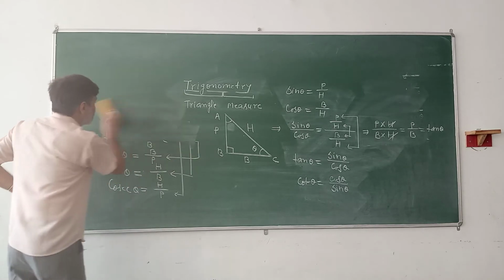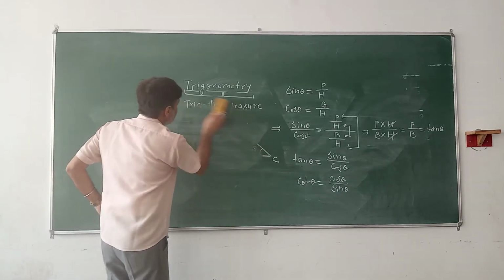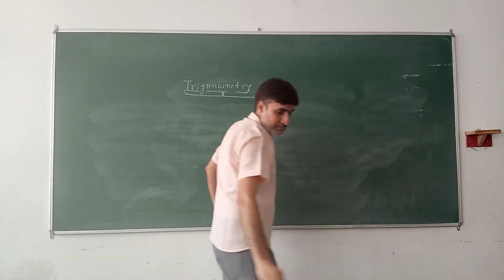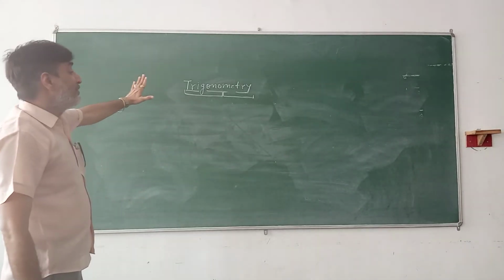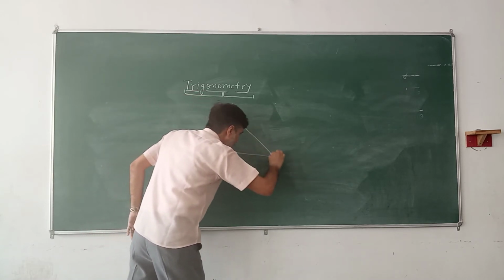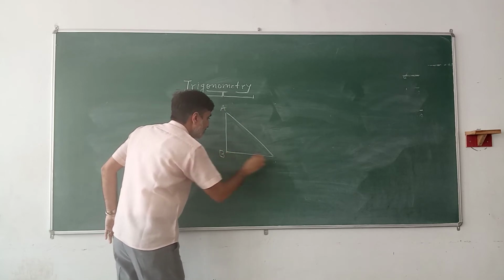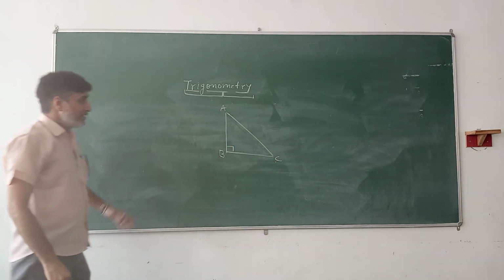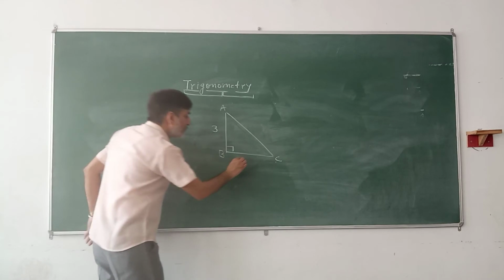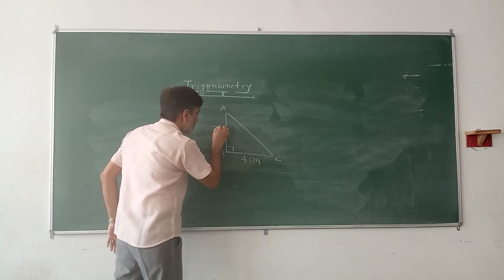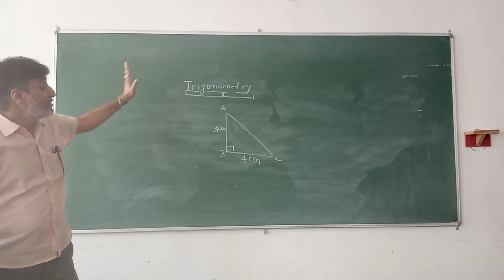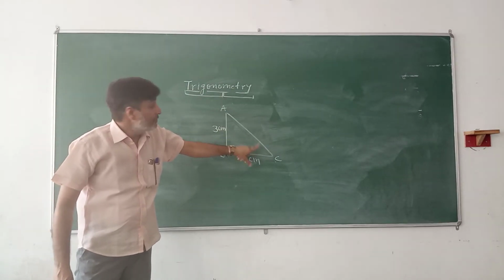Let us take question number 1. In a right triangle ABC, right angle at B. Here we have a right triangle ABC, which is right angled at B. If AB equals, say, 3 centimeter and BC equals, say, 4 centimeter, find the value of all six trigonometrical ratios with respect to angle C as well as with respect to angle A.